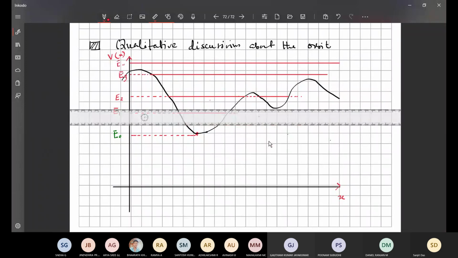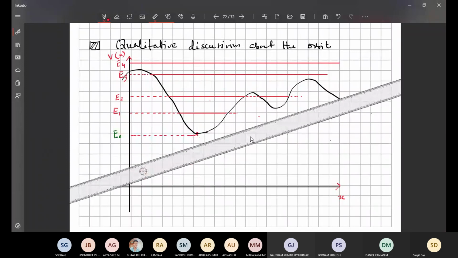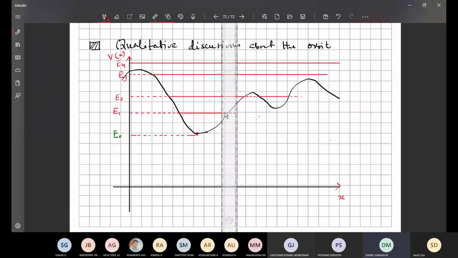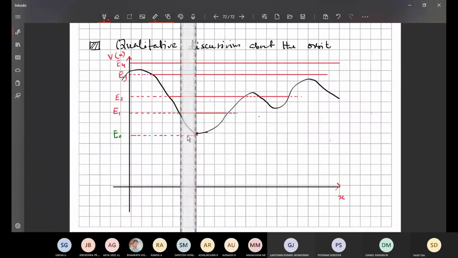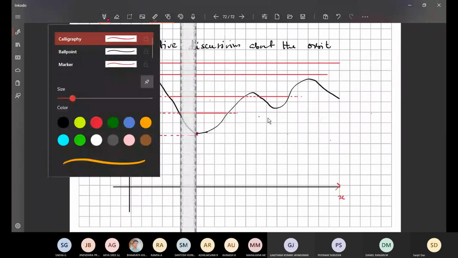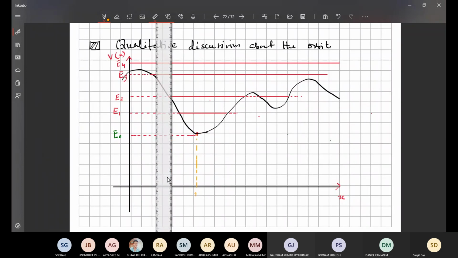Now I can come and write where it cuts the x-axis. 90 it is, yeah, 90. So this one, and I will probably use a different color. This one I will call x naught because it corresponds to E naught. It is easy notation. This is x naught.